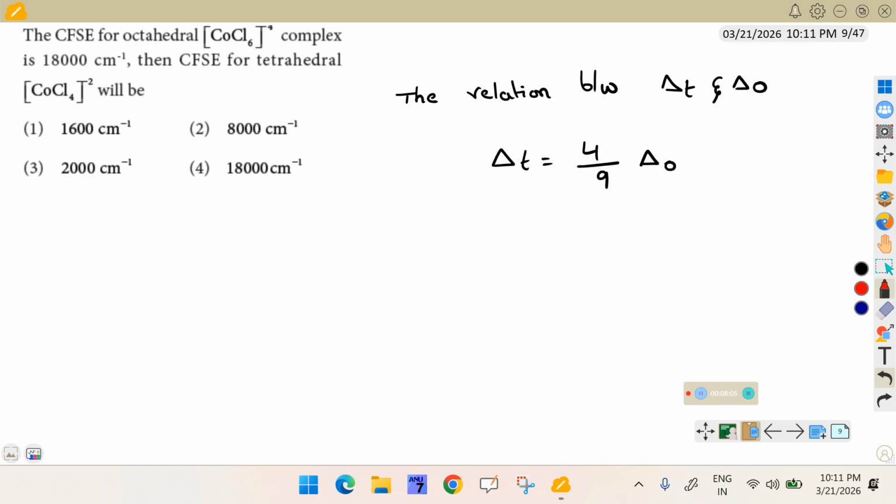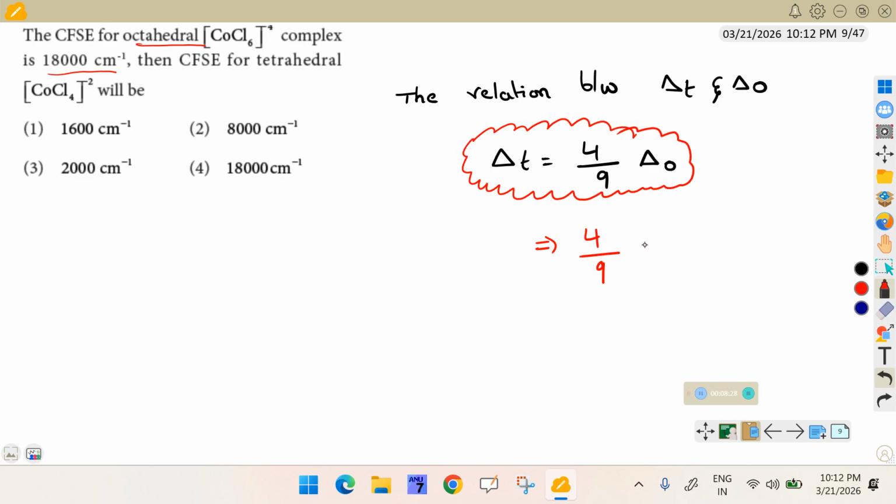The crystal field splitting energy of an octahedral complex is 18,000 centimeter inverse. Then what is the crystal field splitting energy of the tetrahedral complex? The relation between tetrahedral complex and octahedral complex is delta T is equal to 4 by 9 delta naught. Crystal field splitting energy of octahedral complex is 18,000. Substitute 18,000 and do the calculation. Then you will get 8,000 centimeter inverse. Second option is the correct option.